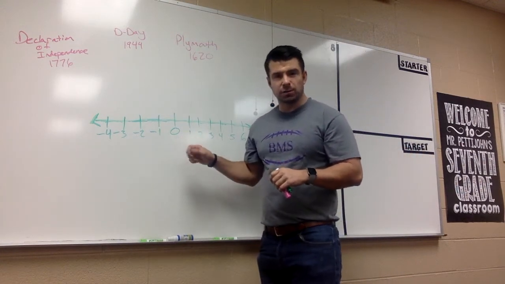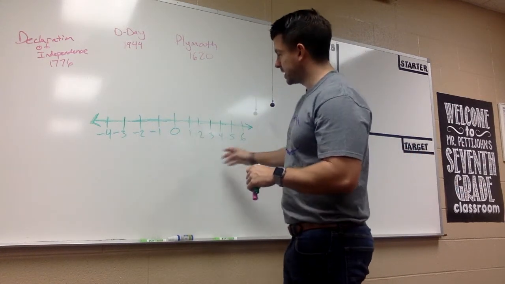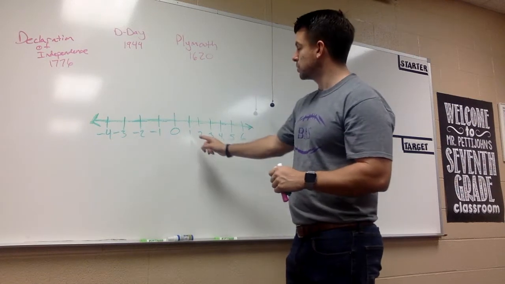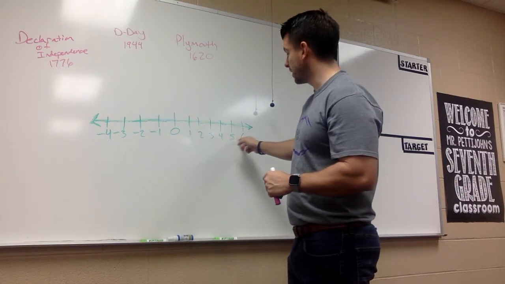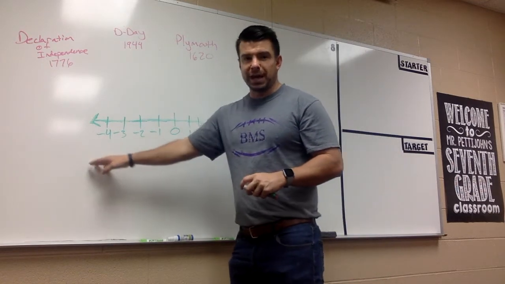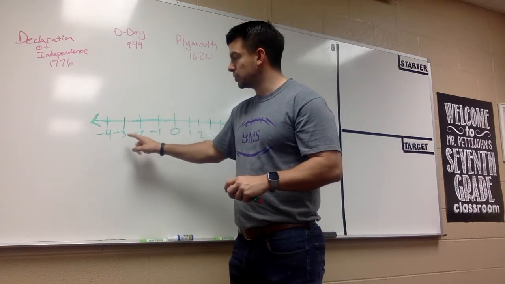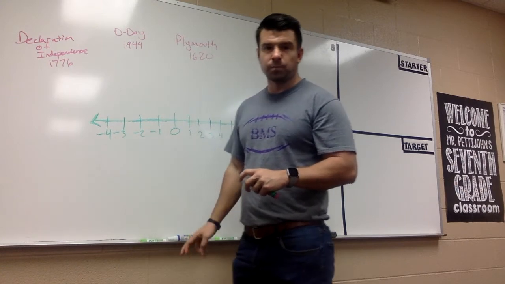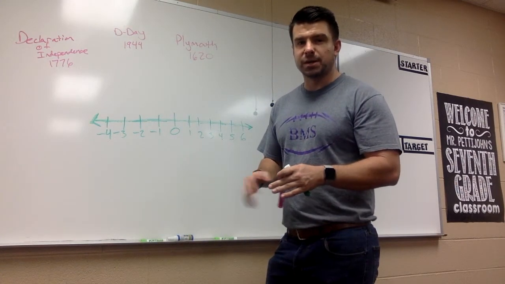Here in the middle, we have 0, and then going to the right, the numbers increase. So we have 1, 2, 3, 4, 5, 6. Okay? And they decrease going left. You have -1, -2, -3, -4. Okay? So a timeline is very similar.